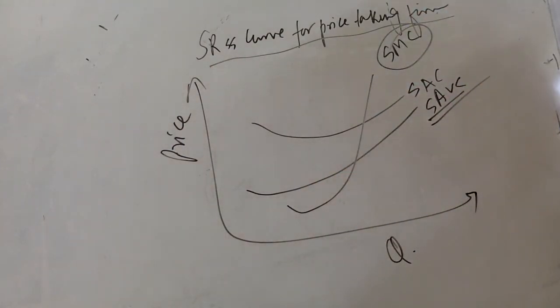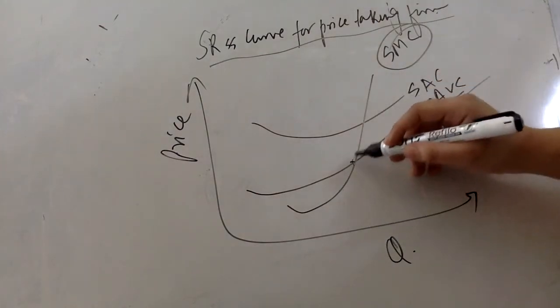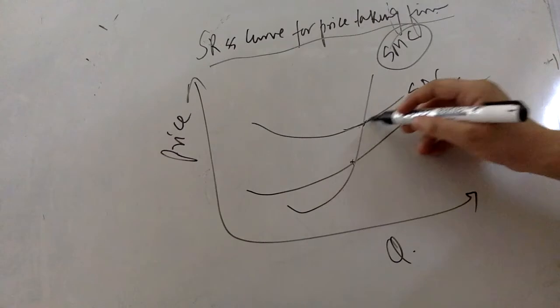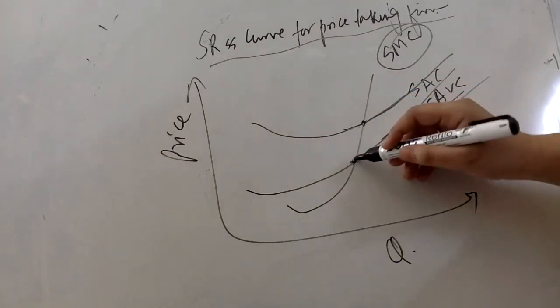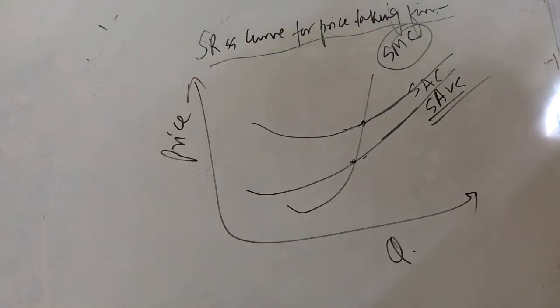Okay, given these curves, you must be familiar with them. The short run marginal cost curve passes through the minimum point of the short run average cost curve and the short run average variable cost curve. Suppose these are the minimum points here. Now given this, we want to understand what is the short-run supply curve.